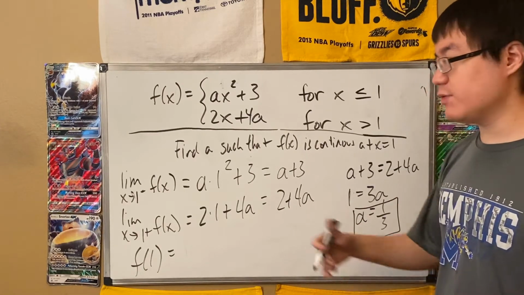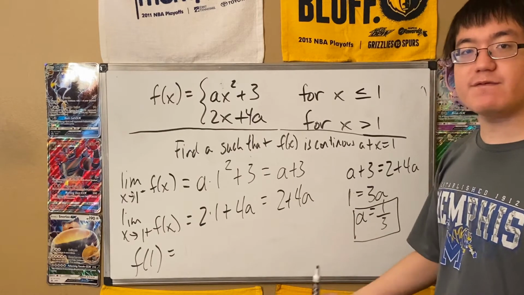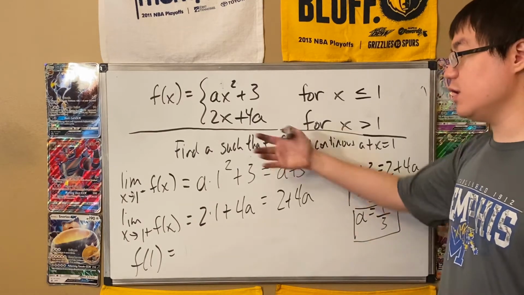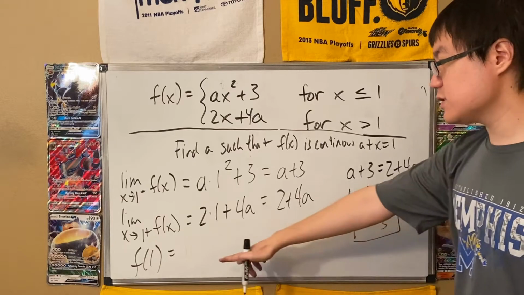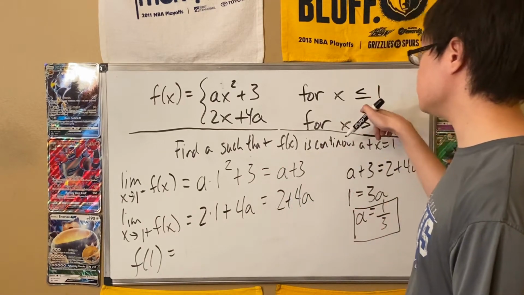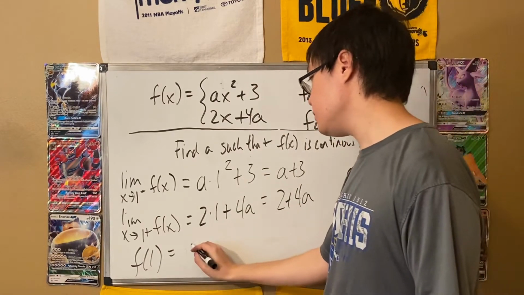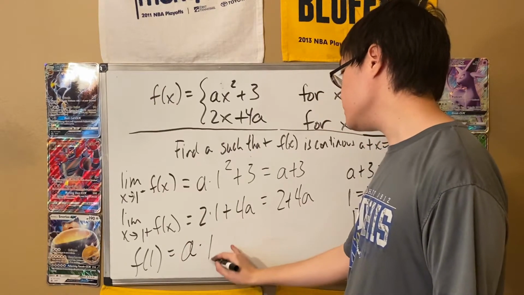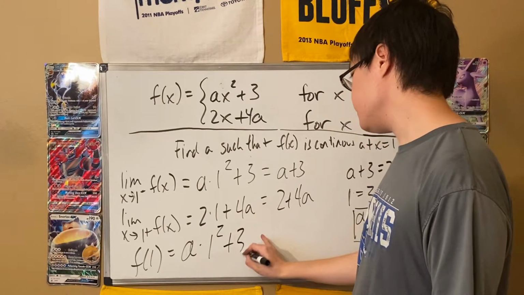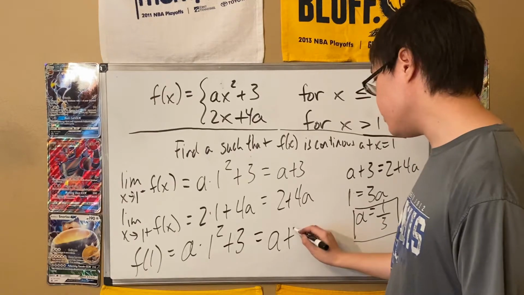But what we want to do is we still need to find and verify f of 1, because again, we need the limits to equal the function value. So what's f of 1? Well, f of 1 is going to be chosen from the top thing. It's going to be a times 1 squared plus 3. So it's going to be a plus 3.